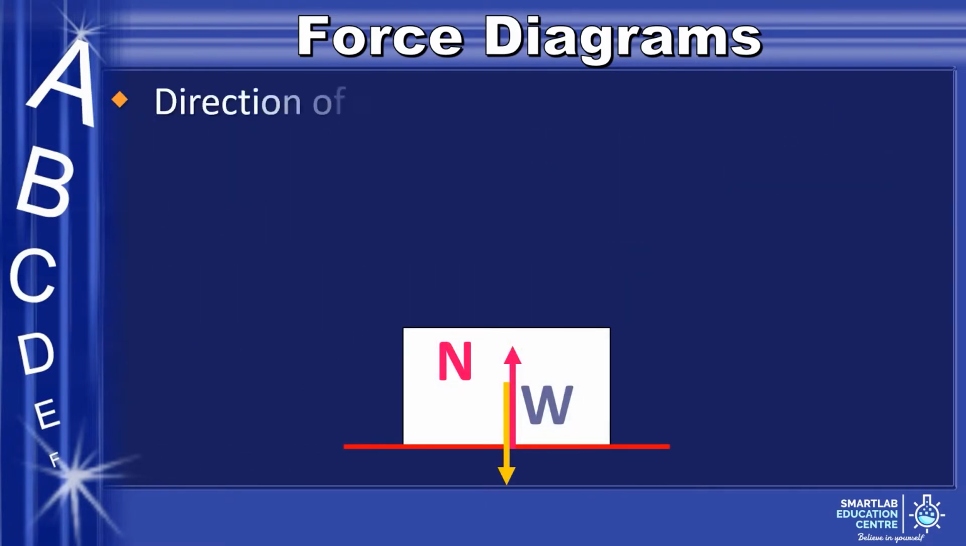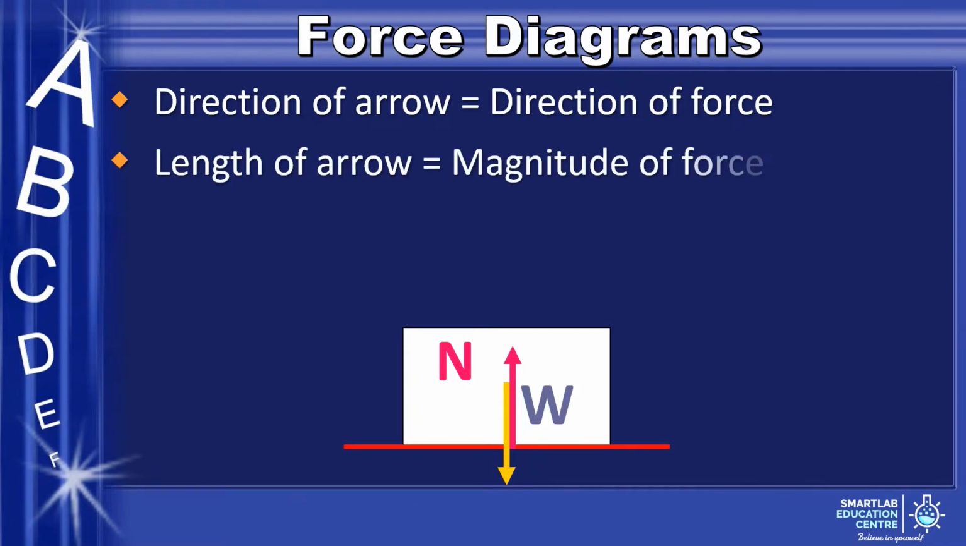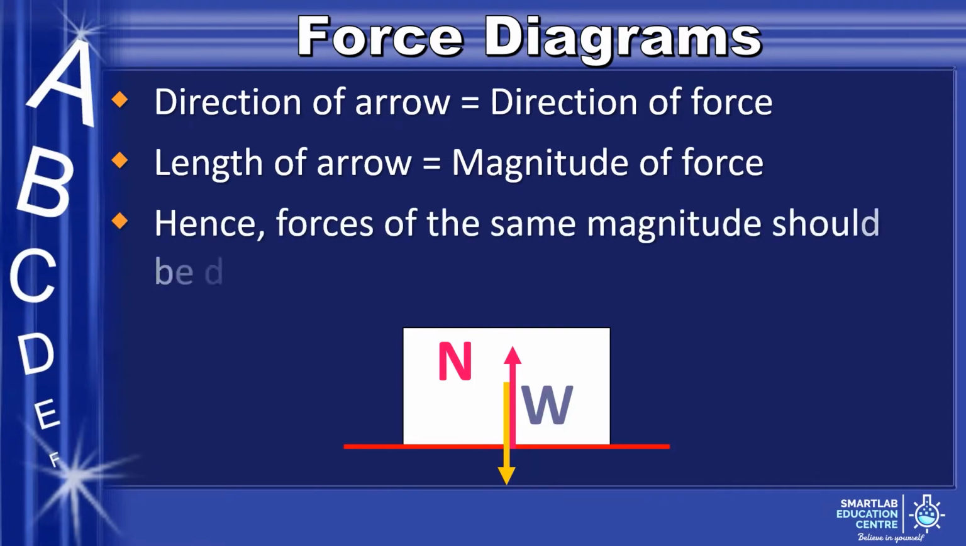In a force diagram, the direction of the arrow suggests the direction of the force. The length of the arrow suggests the magnitude of the force. Hence, forces of the same magnitude should be drawn with the same length, as shown in the diagram below with the normal force and its weight.